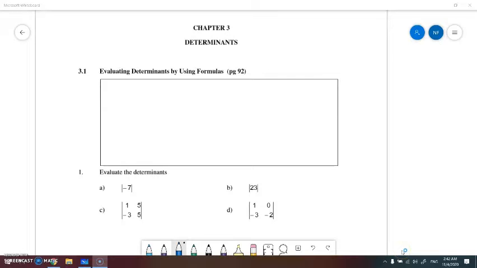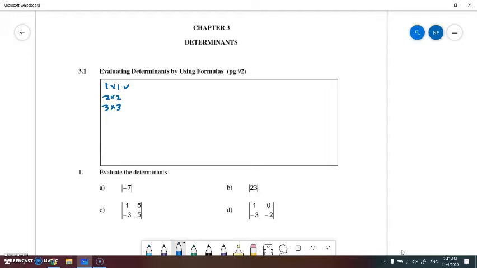Bismillahirrahmanirrahim. We start with chapter 3, Determinants. First, we have to evaluate the determinant by using formulas. So first of all, is it a 1 by 1 matrix, or a 2 by 2 matrix, or a 3 by 3 matrix? Let's say for a 1 by 1 matrix, it's simple.